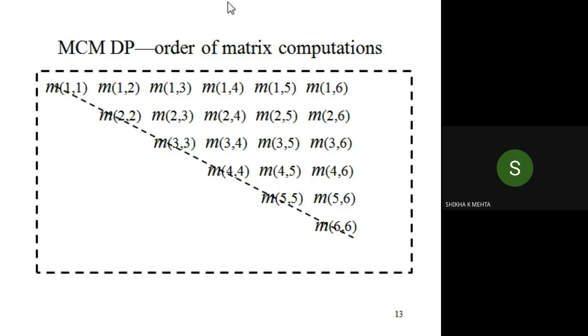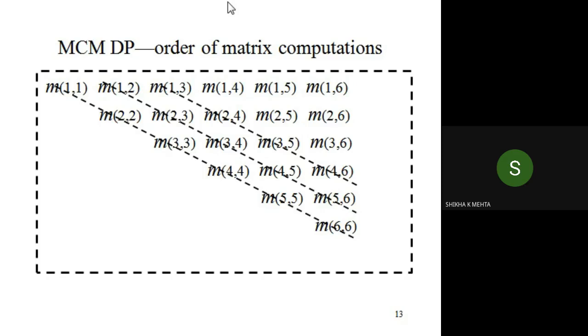Next we move on to M1,2. Here you see 2 minus 1 is 1, 3 minus 2 is 1, 4 minus 3 is 1, then 5 minus 4 is 1, then 6 minus 5 is 1. So the difference is 1. Then we are going to compute the values of these matrices. Here we are following the dynamic programming approach.